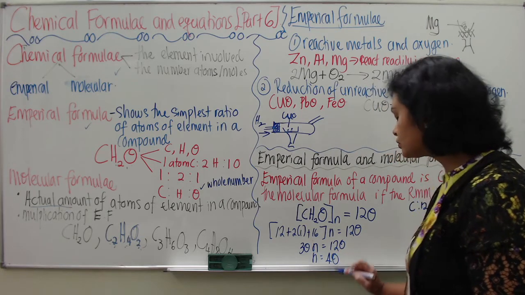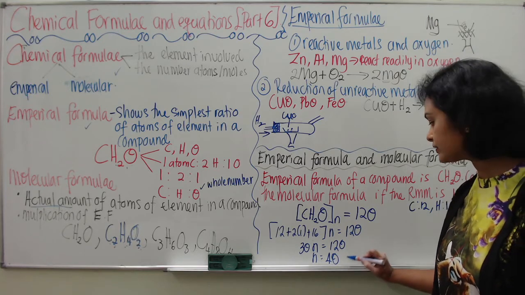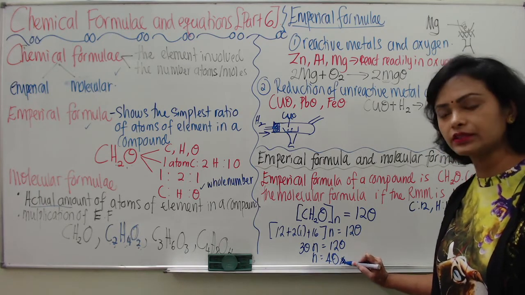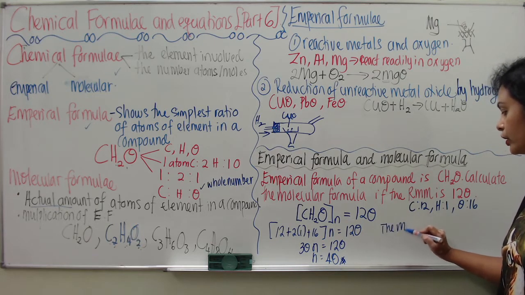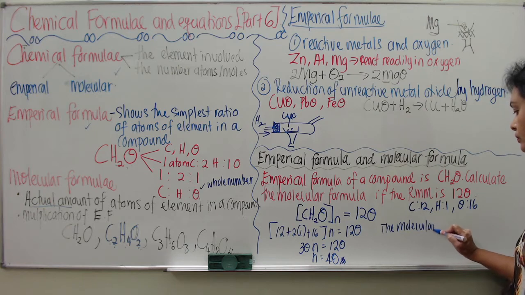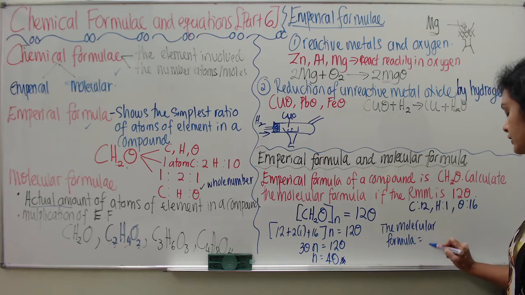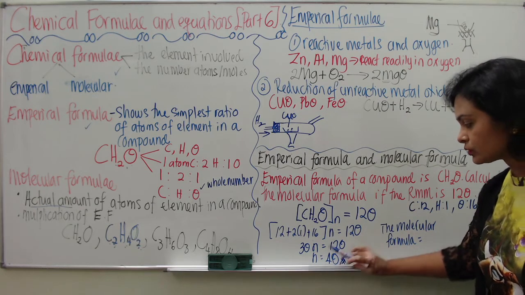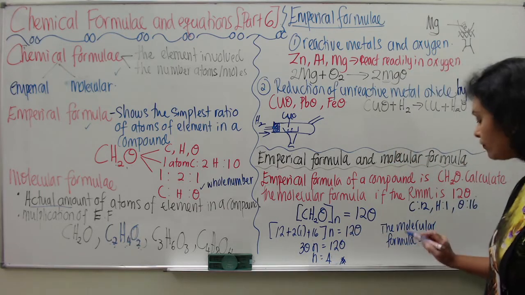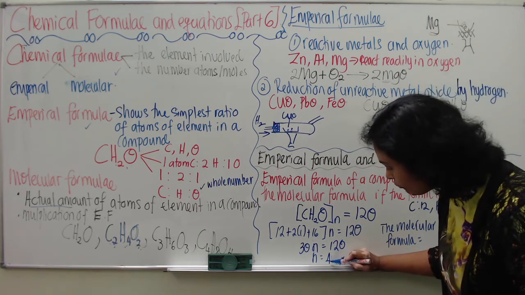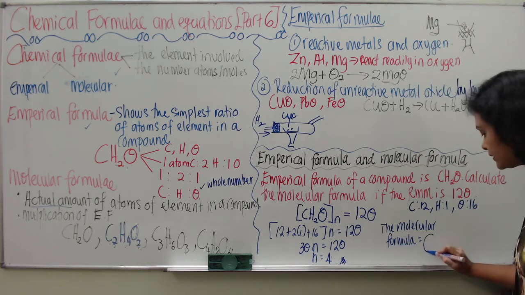My advice is, once students get this information, don't just leave it as is. Don't think this is the final answer. You must write down this sentence: the molecular formula is, after you multiply, n is equivalent to 4. After you multiply by n, that means technically you have to bring the 4 that you get and multiply it in.